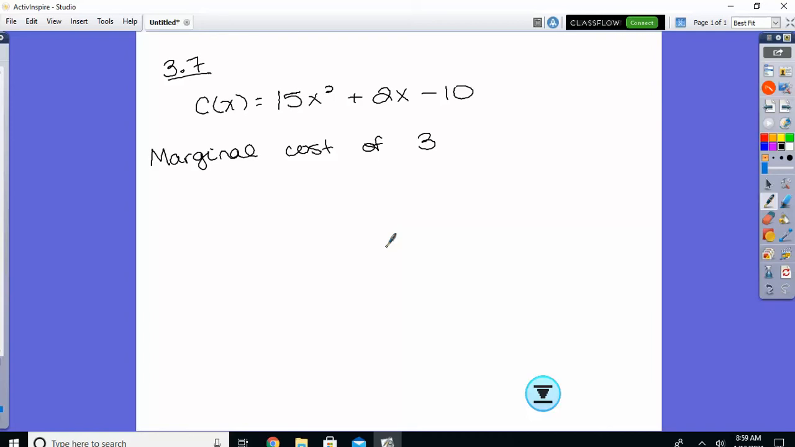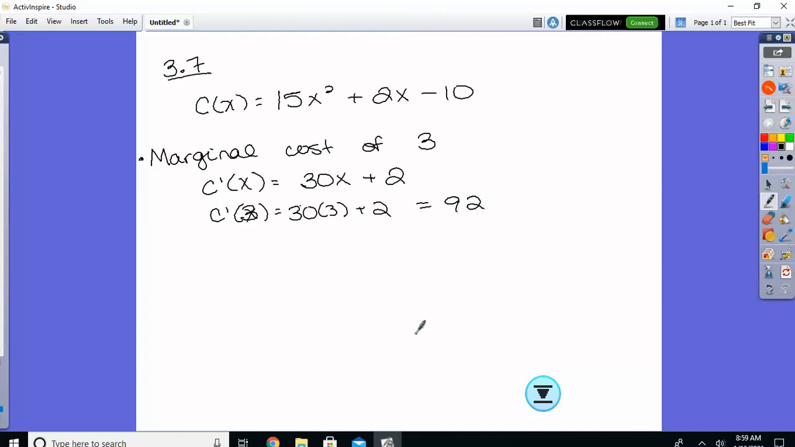Derivative. You have your cost. If I talk about marginal cost, that's how the cost is changing. That's just your derivative. So the derivative would be 30x plus 2. Marginal cost of producing 3 then, if you plug a 3 into that, we get 92. So if I ask you to explain to me what that means, what would you say?